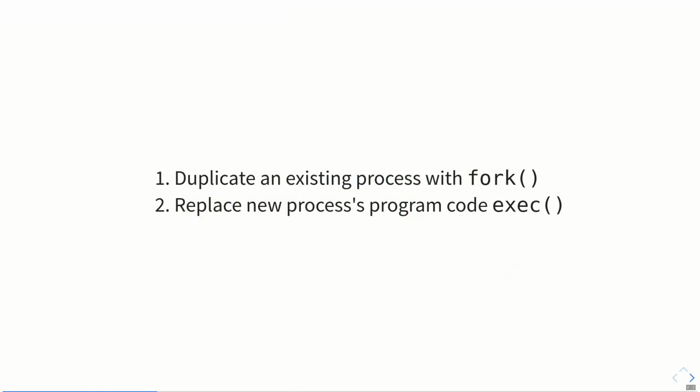Making a new process, making a new running program is pretty straightforward. To make a new process, you just call fork, and that will duplicate an existing process. And then when you want to have that process run a new program, you call exec. And that's it. It's really just two system calls in order to get a new running program on a Unix system.